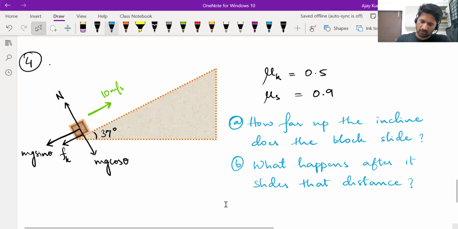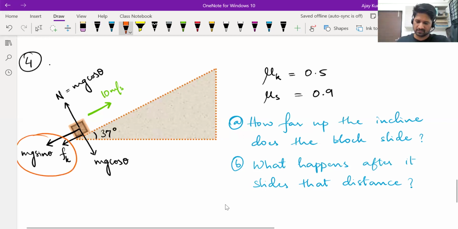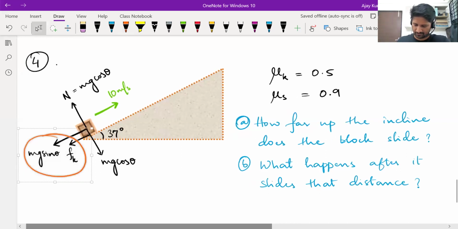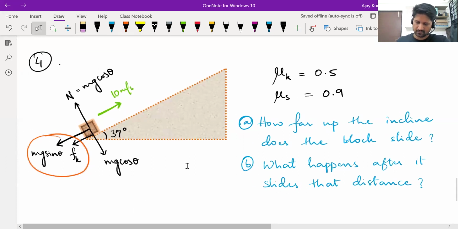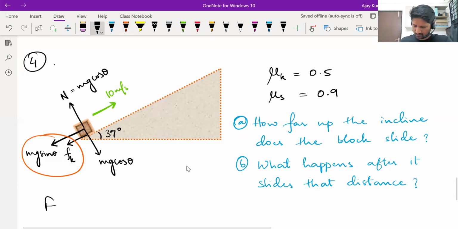So normal force balances mg cos theta. But both these forces, mg sine theta and kinetic friction, are unbalanced. They are both in the same direction, so they'll add up. They become the unbalanced forces on this system. So now you can say that the net force acting on the block is mg sine theta plus kinetic friction.